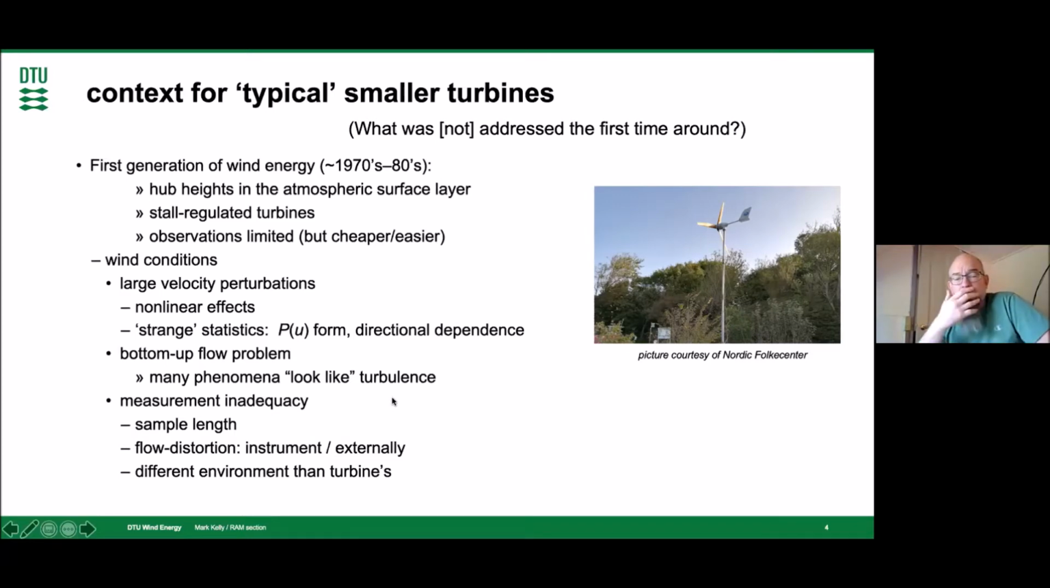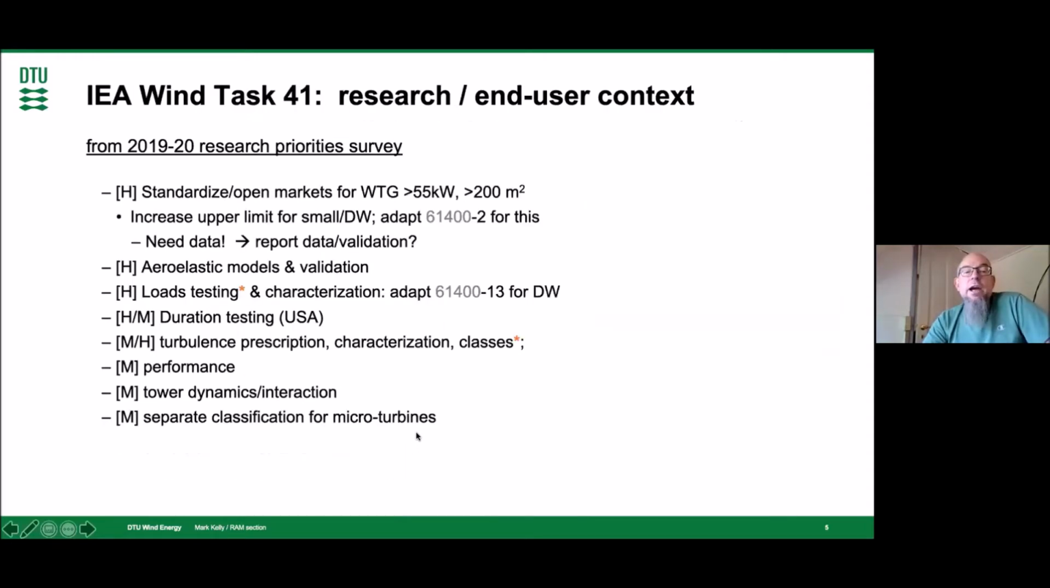And then again, with measurements, it's tricky because often the sample lengths are not a year long. They're not very representative in the long term. And then there's all sorts of flow distortion, both by the instrument and external. You might have a little anemometer that's too close to a house or a tree or whatever, so you have external flow distortion that can influence the anemometer. And the measurements might not be taken exactly where the turbine would be. All right, so that's sort of the physical context.